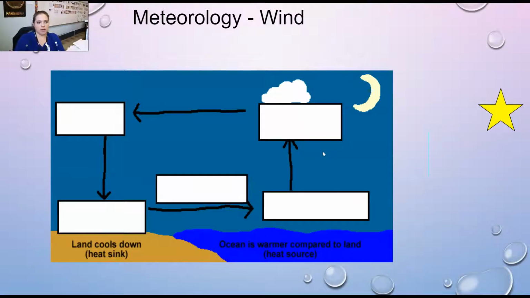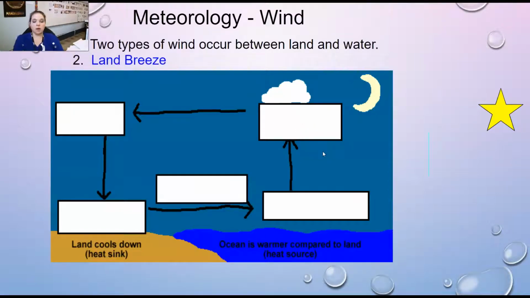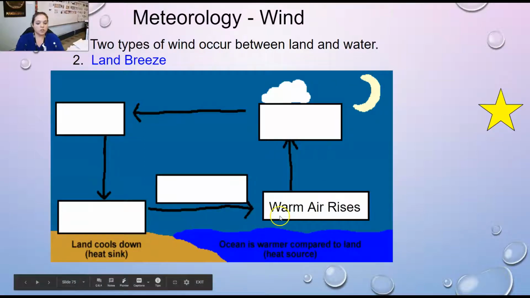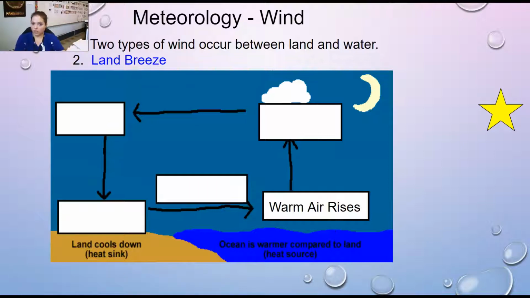Ooh, now we've got nighttime. Well, what is this called? A land breeze. I wonder why it's called a land breeze. Well, because the ocean warms slower and the land cools off faster. The water doesn't, so it's warmer over the water than it is over the land. So all the warm air from the water starts to rise up. What does that cause? A low pressure.